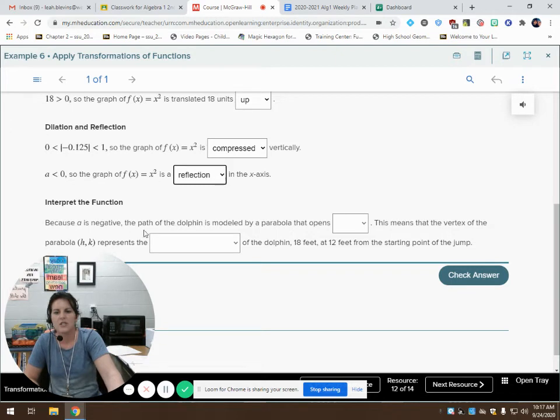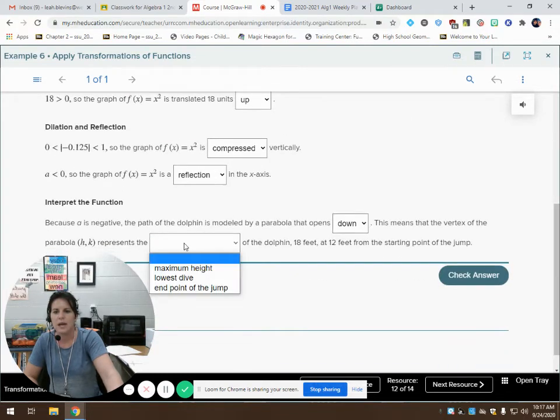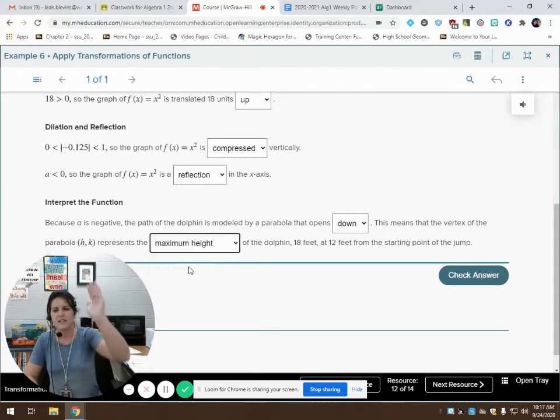And since a is less than 0, it gets reflected across the y-axis. So because a is negative, the path of a dolphin is modeled by a parabola that opens downward. This means that the vertex of the parabola is (h, k), so our h is 12, our k is 18, and that represents the maximum height of that dolphin as it's jumping up.